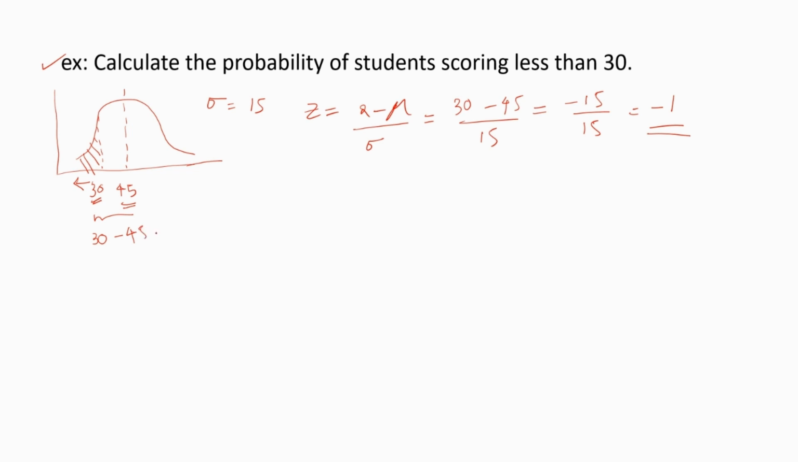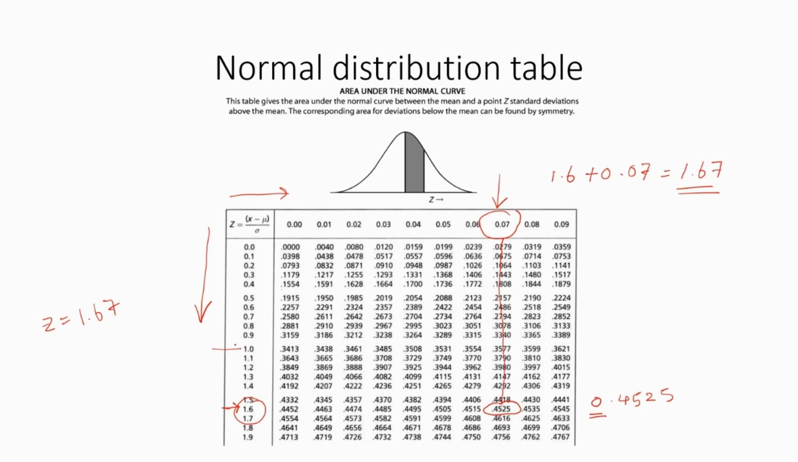But remember, the normal distribution table does not have negative values. So if you get a negative value, just find the probability for the same positive value. Now we have to find the value for positive 1, even though we got the negative 1. Let's go to the normal distribution table. This is what we are looking for. 1 and 0.00, which means 1.0 plus 0.00, which is 1. This is the value we need.